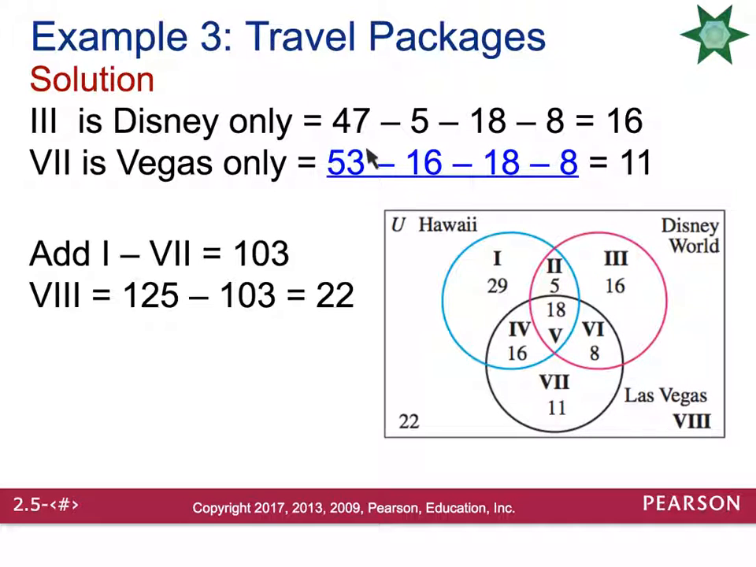Okay. The people who wanted to go to Vegas were 53. That means this circle should add up to 53. We already have 8, 18, and 16, which is 42. So we need 11 more to get to 53.